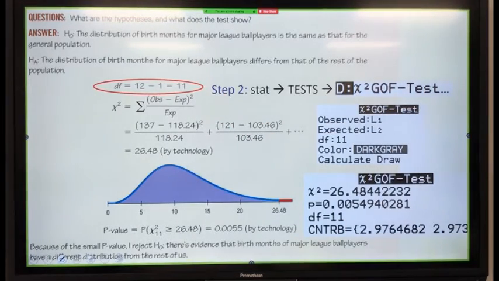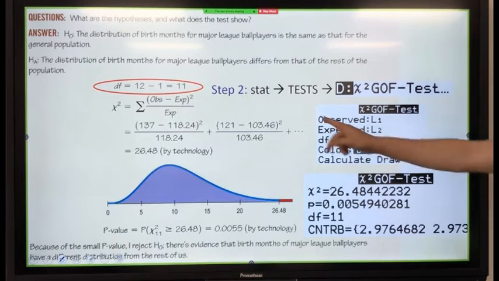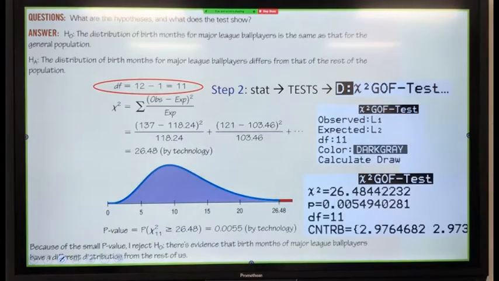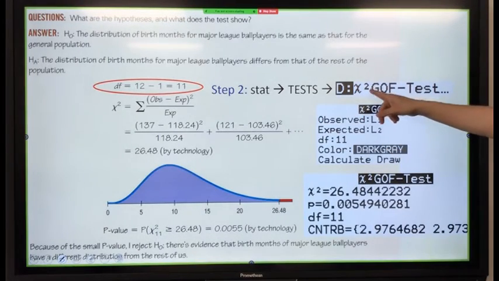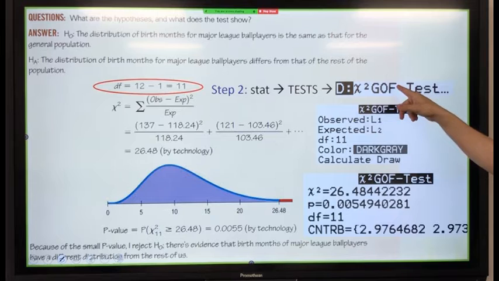Now let's do a goodness of fit test. Guess what? It's in the calculator. Yes. So go to stat test all the way down to D and you see our chi squared, GOF. What do you think that stands for?